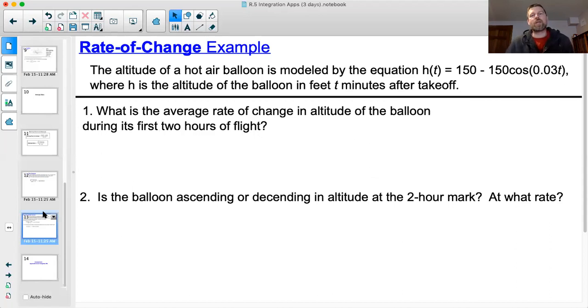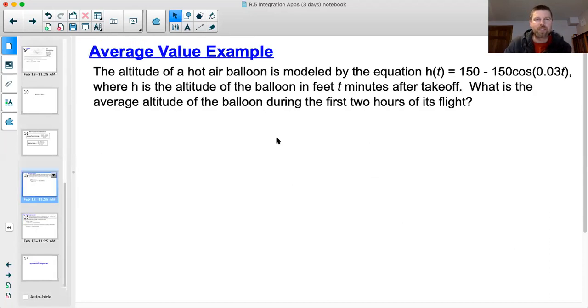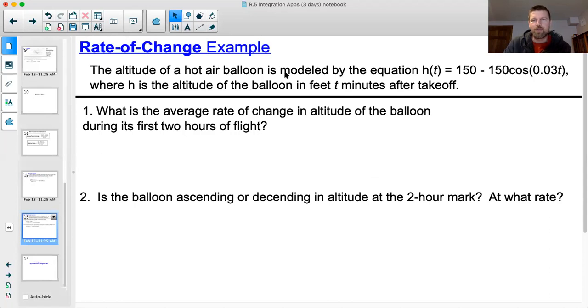Last type of problem is rate of change problems. These don't have to do with integrals, but they are often in the same types of equations to make sure you understand the difference between average value and average rate of change. Same balloon, still going up, but this time it's asking what the average rate of change is of the balloon, and it's asking is the balloon ascending or descending in altitude at the 2-hour mark. So two different questions with the same problem. Average rate of change over the 2 hours, and at the very end of the 2 hours, is it going up or going down, and at what rate?